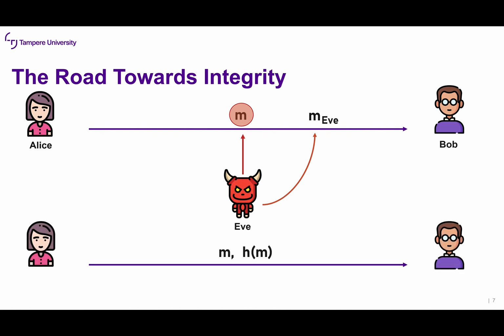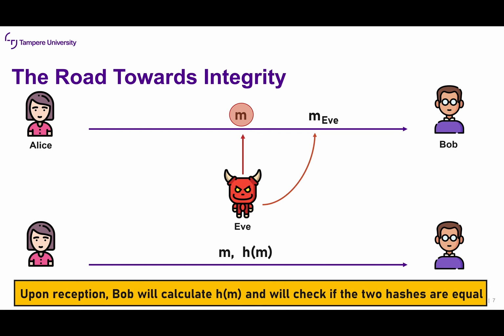Now, imagine that we can use a cryptographic hash function. Instead of just sending M, Alice will send M plus H of M. Upon reception, Bob will have to calculate on his own the hash of M and then check his own result with the hash that was sent by Alice. If the two hashes are equal, then it means that the message has not been altered. Okay, and then Bob will treat the message as it was really sent by Alice.